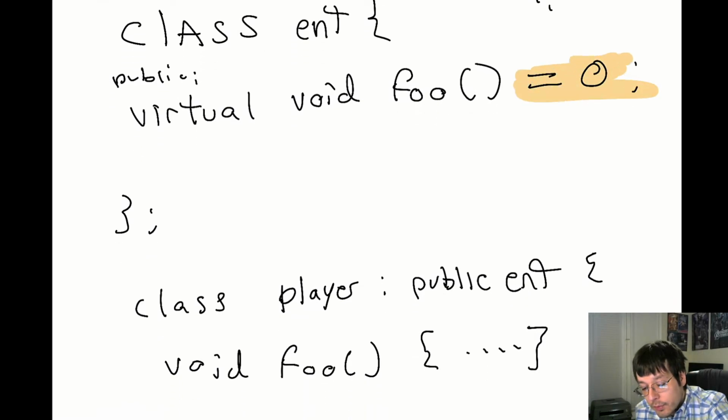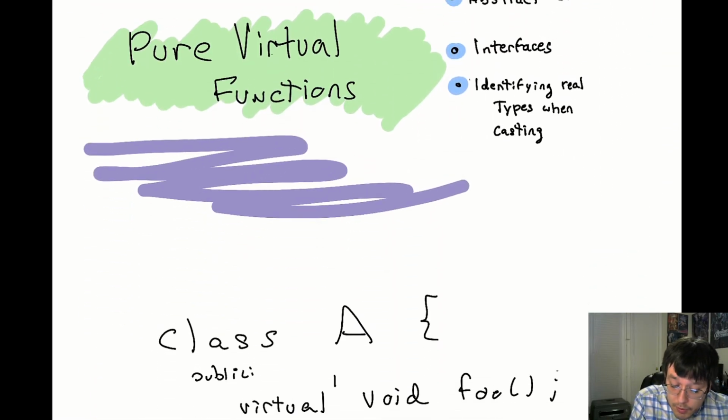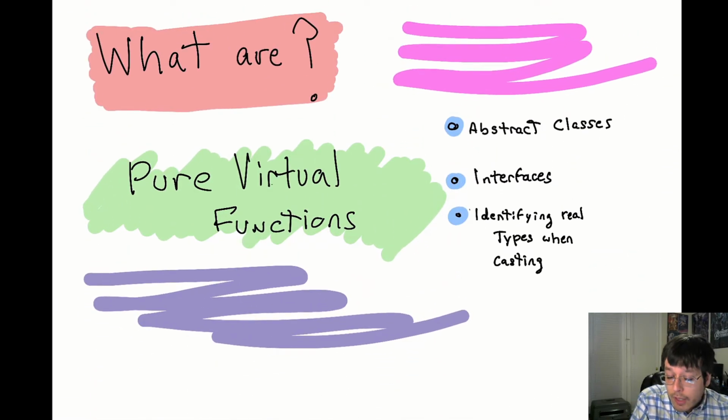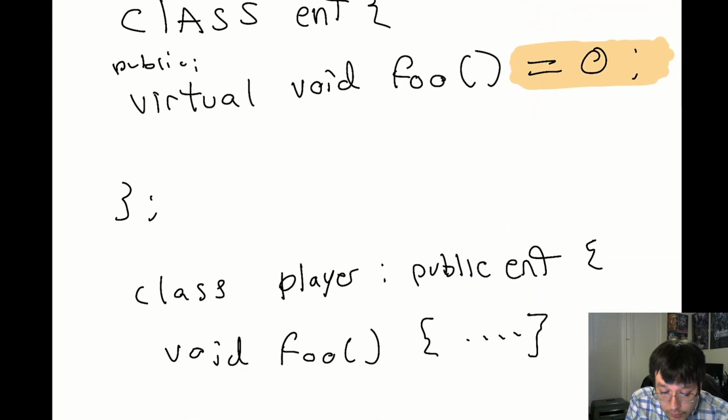I know the syntax is weird. I can kind of see why they did it, because the equals zero kind of makes you see that there's nothing in it. But it could have been done better, though I can't really think of a better way. So yeah, that is pretty much what pure virtual functions are and how it works with abstract classes and interfaces.